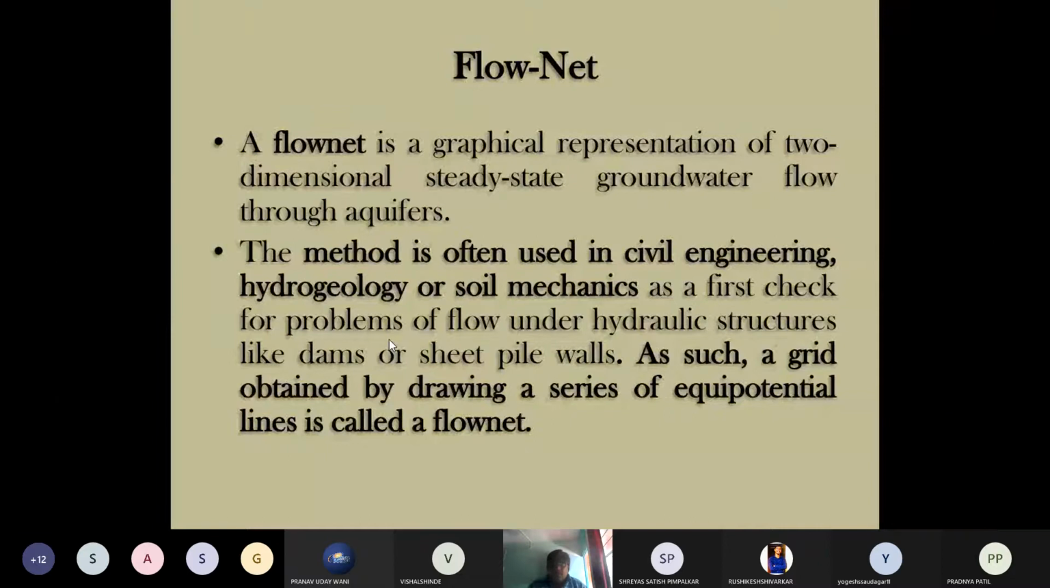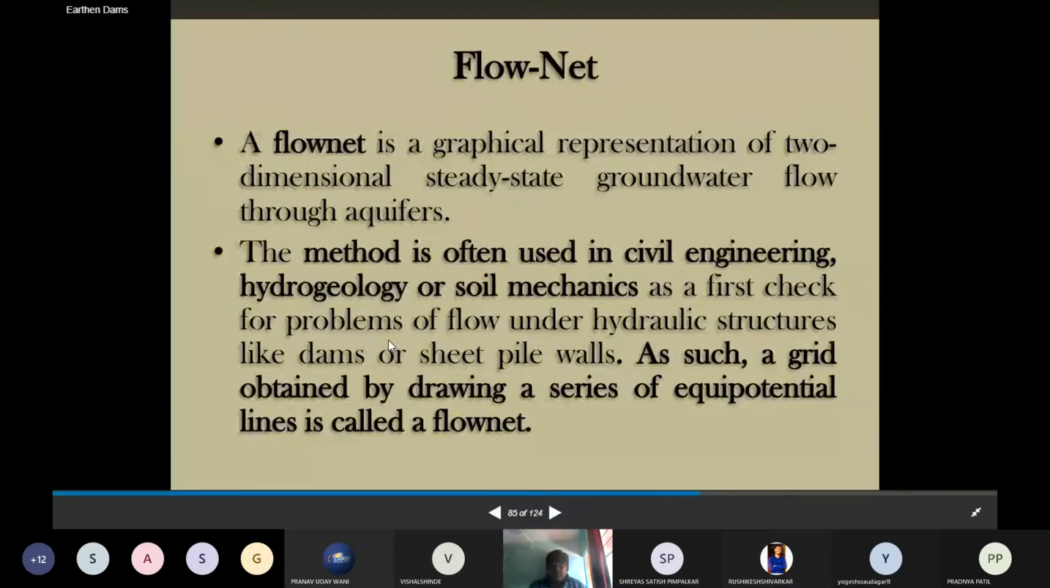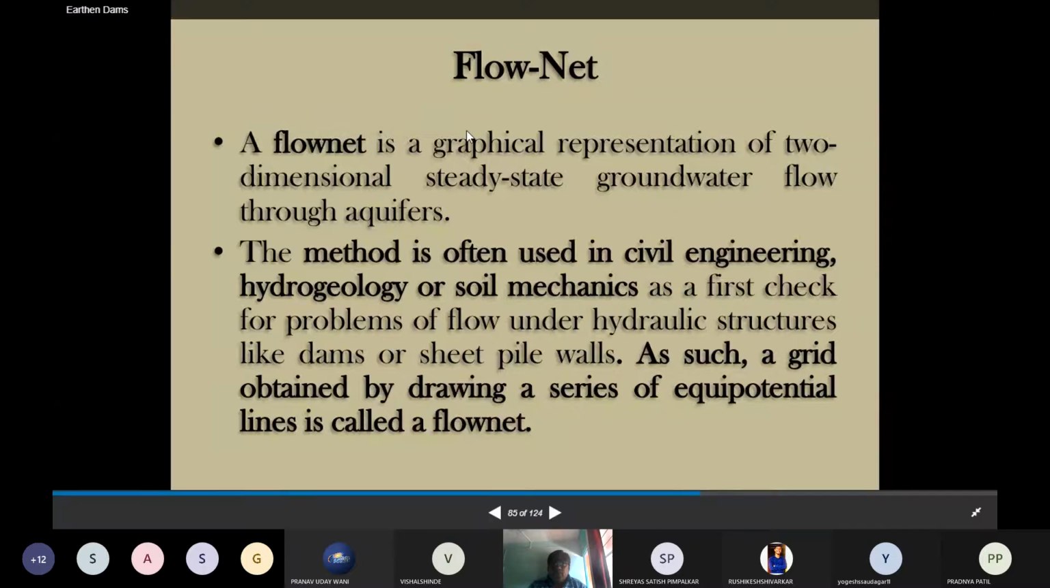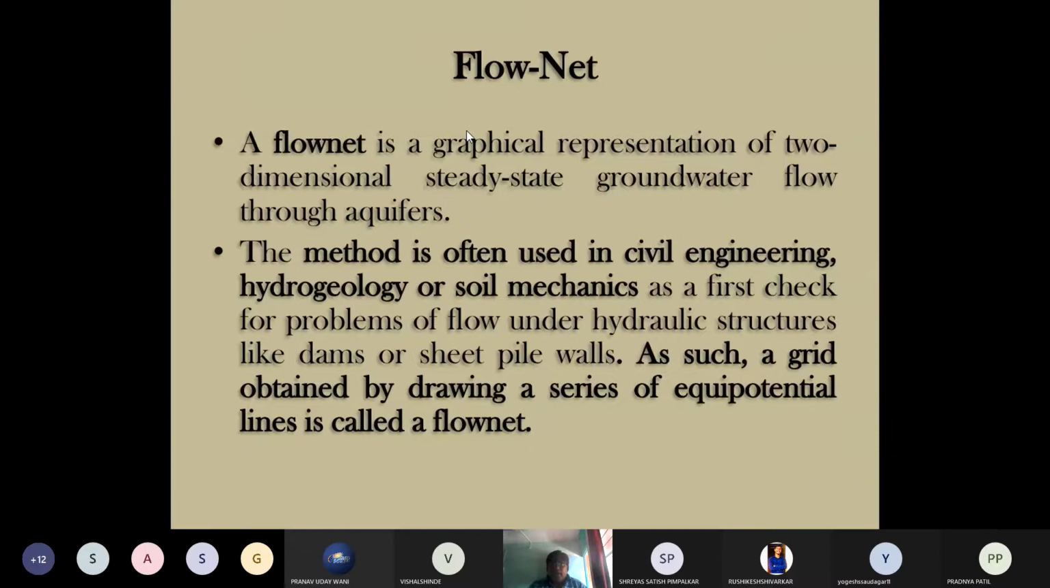Today we want to see the chapter on flow nets in an earthen dam. This is a common topic applied in fluid mechanics and also in geotechnical engineering. Everybody knows the properties of the flow net, which is helpful for locating the phreatic line in the case of an earthen dam.